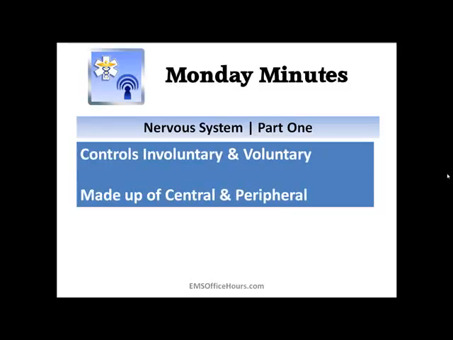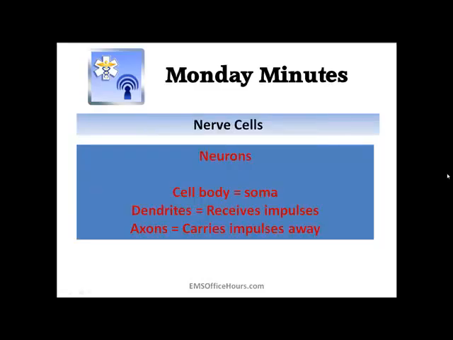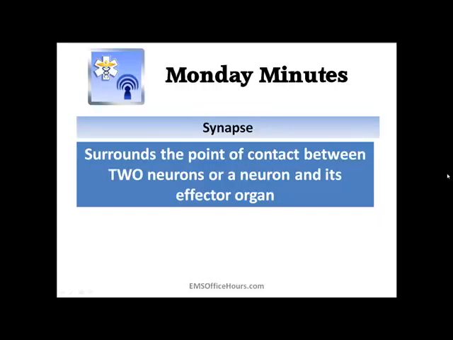And what does it do? Well, it controls the involuntary and the voluntary movement, and that's made up of the central nervous system, okay, and the peripheral nervous system. Okay, you've got your cells themselves, right? You got the cell body, or the soma, the dendrites, which receive the impulses, your axons, which carry those impulses away, right? You've got the synapse, right? In this, again, guys, these are key elements, right? Synapse, dendrites, axons, things you're going to see on exam.